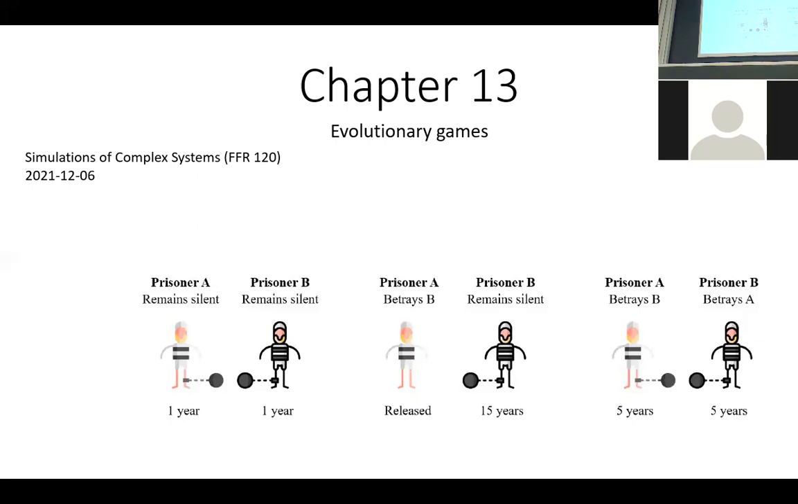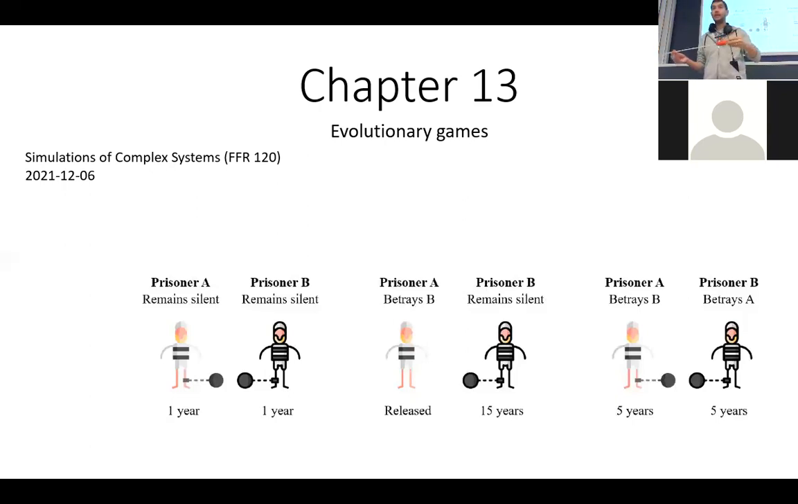If your partner is going to betray you, you have two options. You either remain silent or you also betray. In this case also, if you betray, you get away with a lower punishment. So the fundamental problem comes from the fact that the global benefit of all the agents is not the same as the individual benefit. This can be used, for example, in prioritizing patients in hospitals or regularizing traffic. It's a lot of different things.